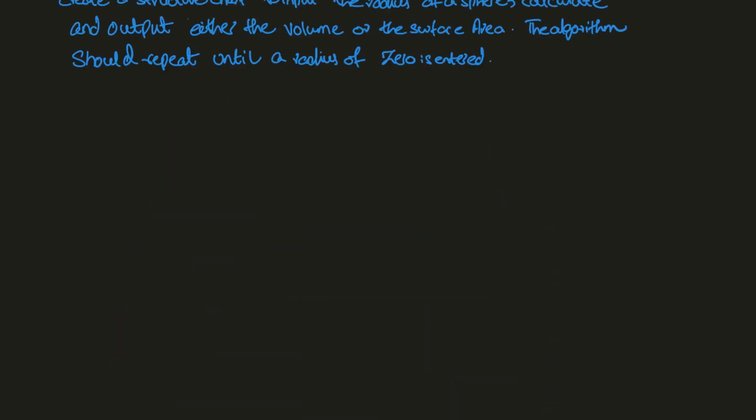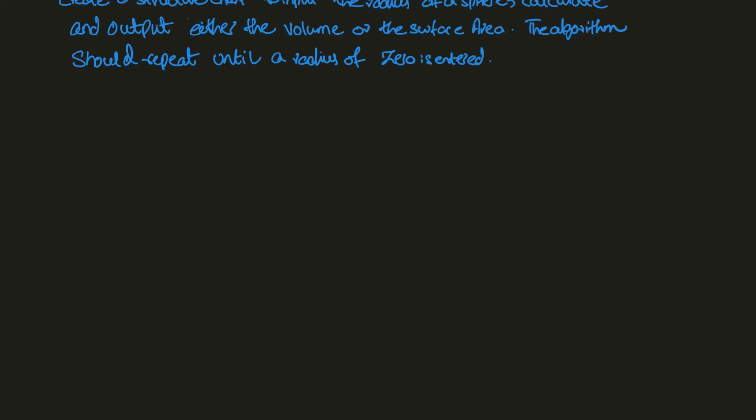So now we have a question here. The question states that you need to create a structure chart to input the radius of a sphere and then calculate and output either the volume or the surface area. The algorithm should also repeat until a radius of 0 is entered. Before we begin, we'll need to highlight what we are doing.